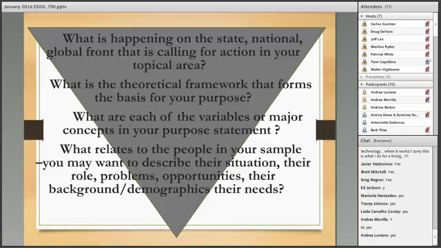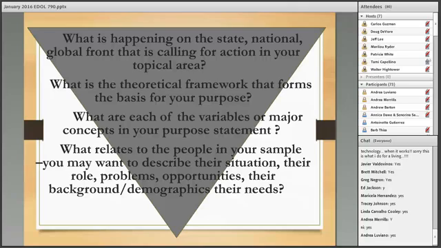Okay, great. Thank you. So again, you're going to start from the broadest topic. As you can see, the top prompt in this funnel is really what is happening in the state and national global front that's connected to your particular topic. Another piece of your funnel should definitely be your theoretical framework. If you're basing your research on any particular theoretical framework, that is something that you're going to want to include in your funnel.